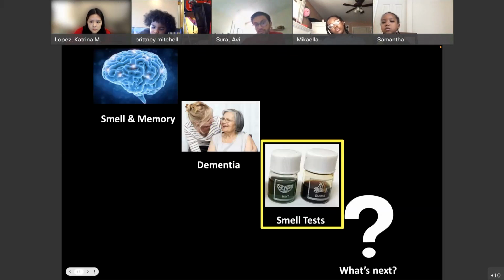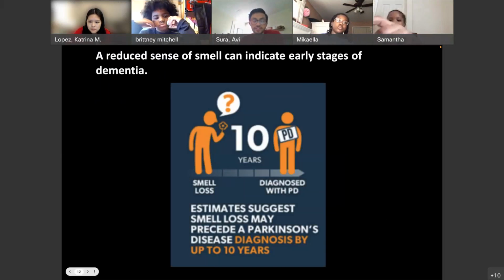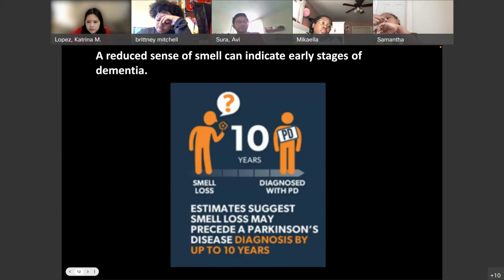We've learned about smell, we've learned about memory, and we've learned about dementia. But how can we use these smell tests to help detect some of these diseases? Smell and memory are physically connected, so a loss of smell can help indicate a loss of memory. In fact, the loss of your sense of smell can occur a long time before you even start noticing the symptoms of dementia or memory loss. The loss of smell can occur up to 10 years before you're even diagnosed with dementia.